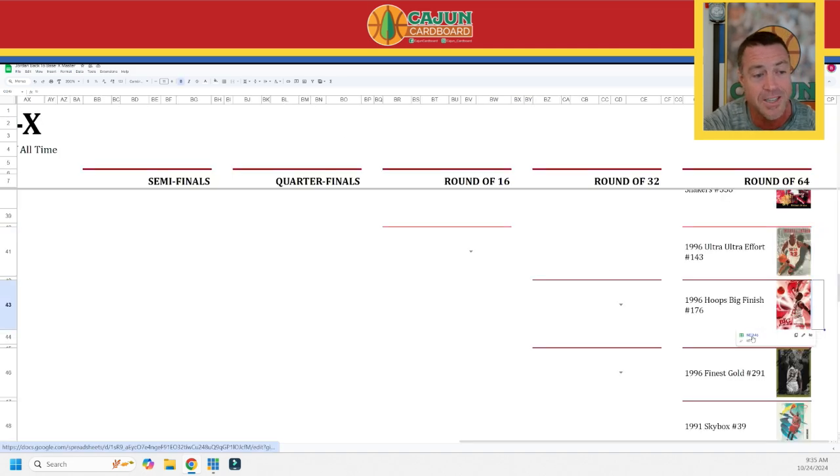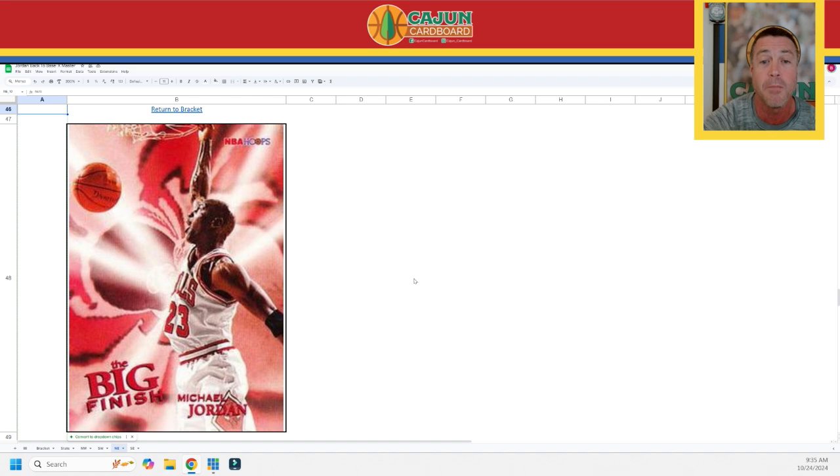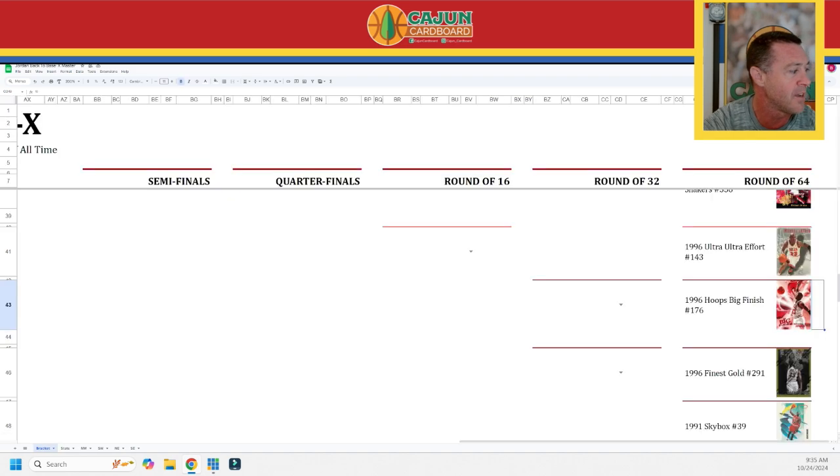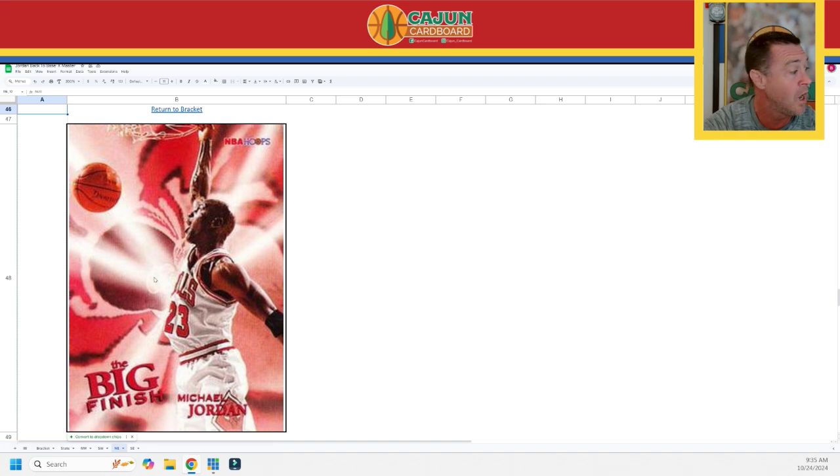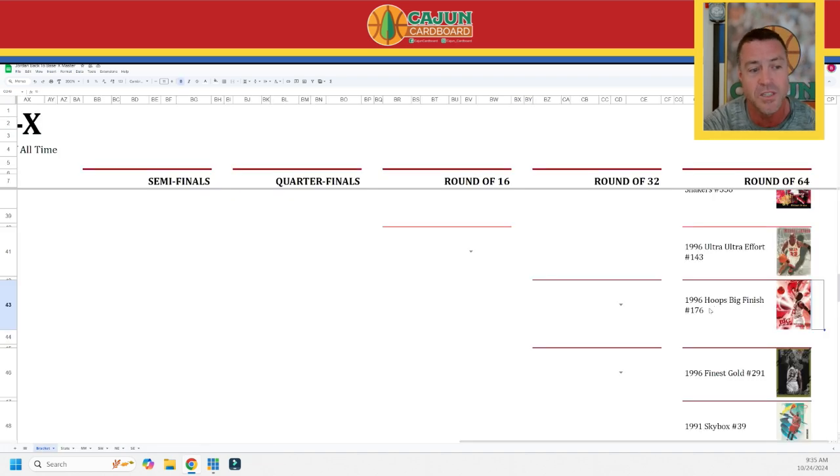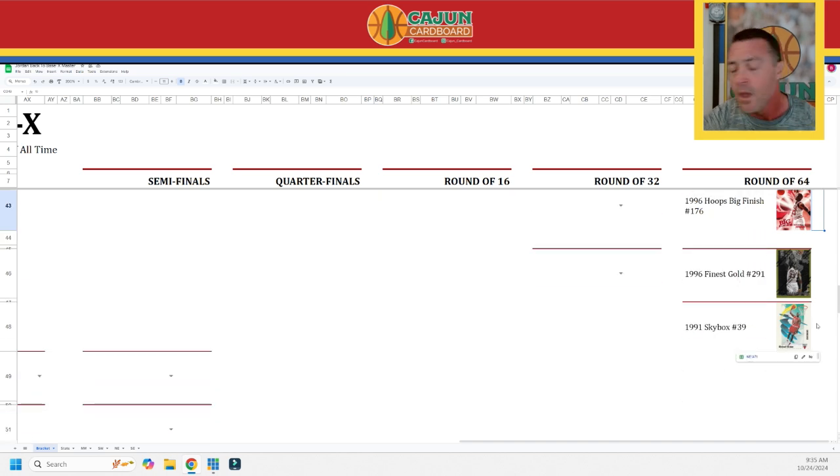This is a card that I tell people, it reminds me of like strawberry Yoo-Hoo, or strawberry Nesquik or something like that. It just looks like a strawberry background, but you got freaking light beams coming out of Jordan's heart, and then there's a big strawberry swirl in the background. So interesting card right there, like a Valentine's card or something like that. And it says the Big Finish. The Big Finish subset card right there. Good looking card. That's card number 176 from 1996 Hoops.